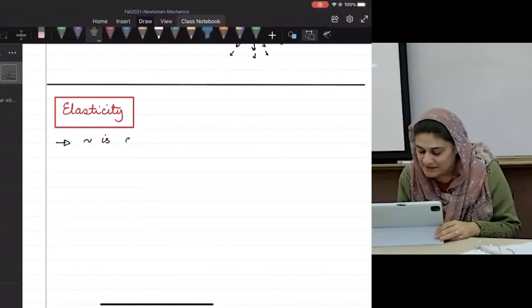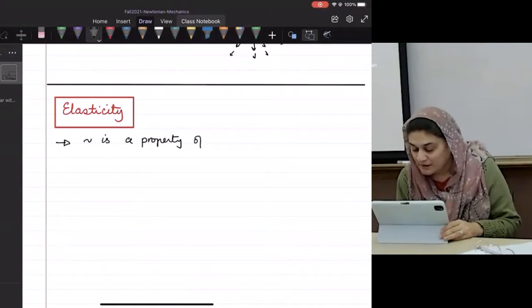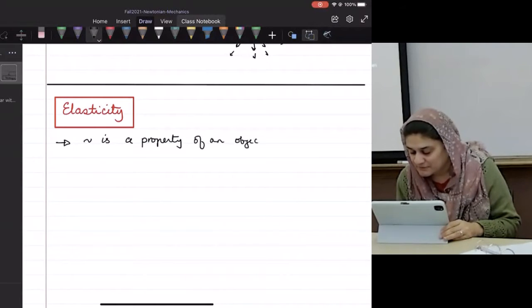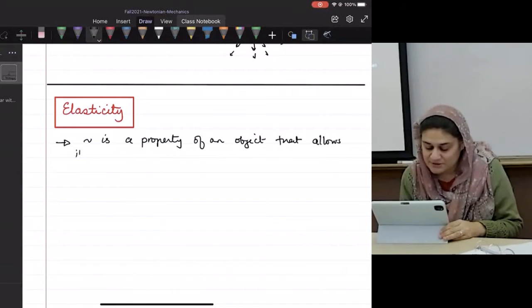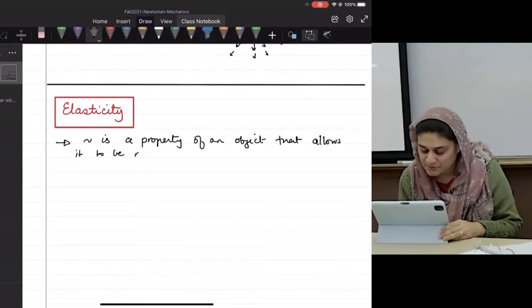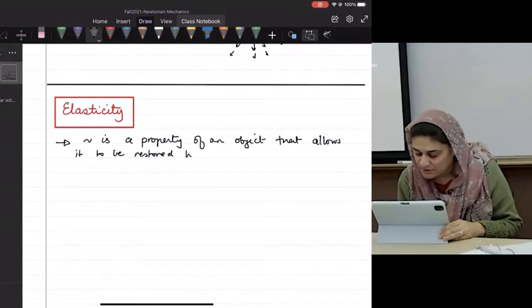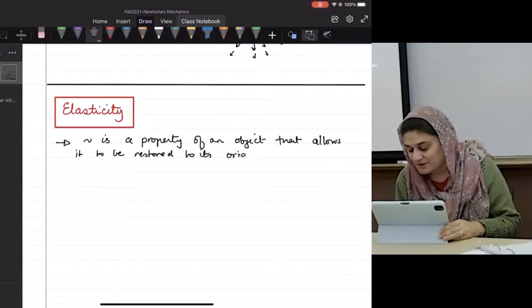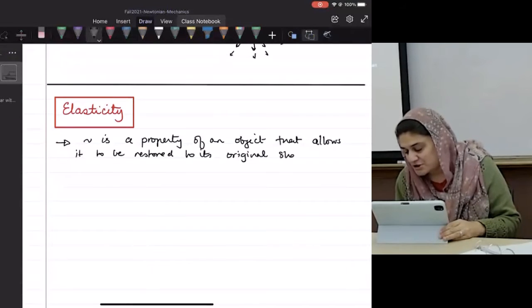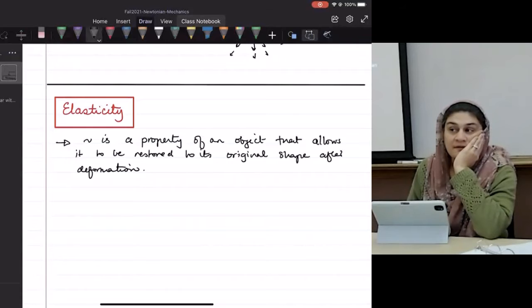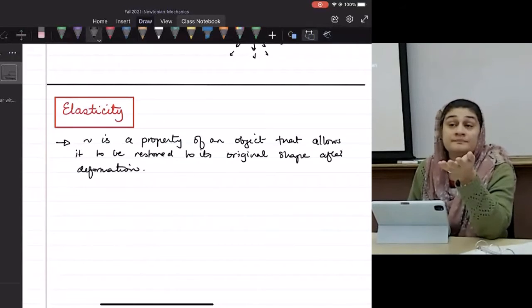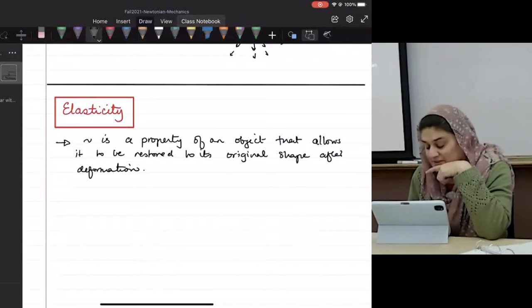So let's now look at the proper definition of this. Elasticity is a property of an object that allows it to be restored to its original shape after deformation. Can you think of an example? Spring. A spring is a very good example.